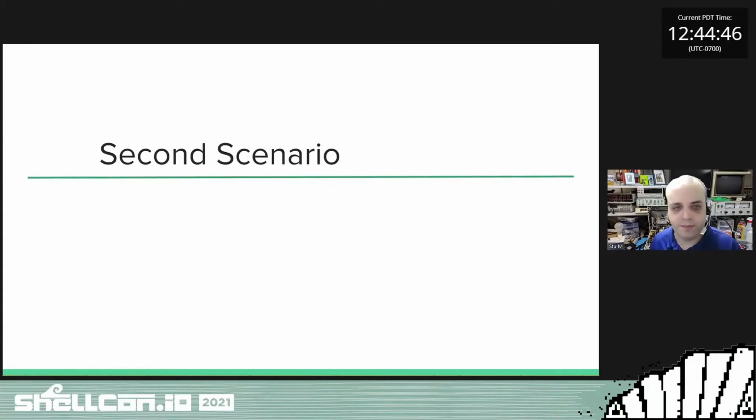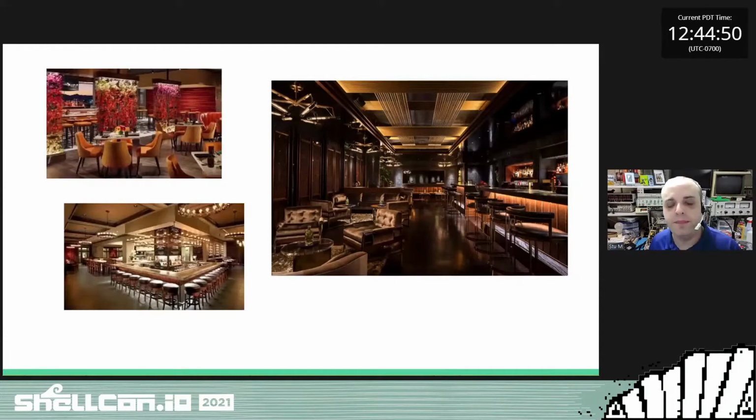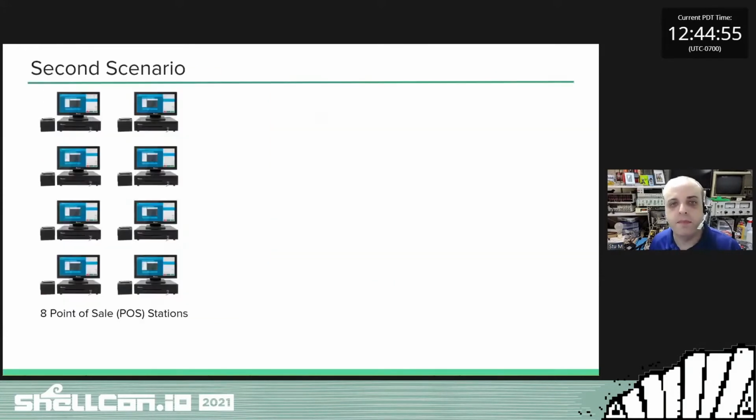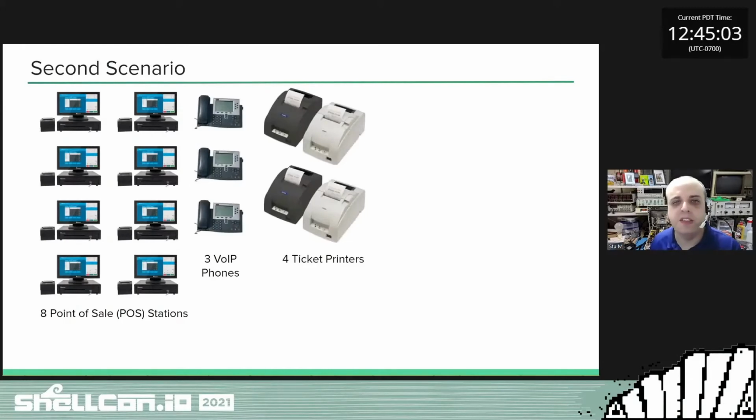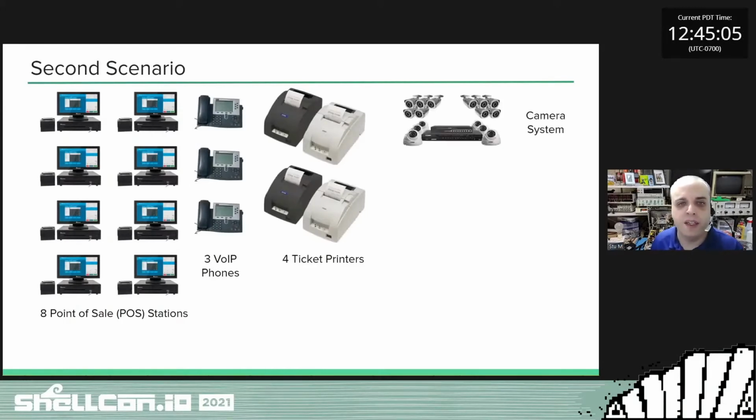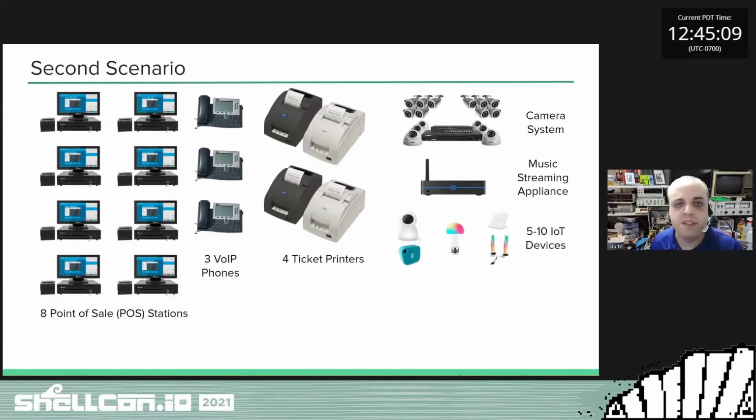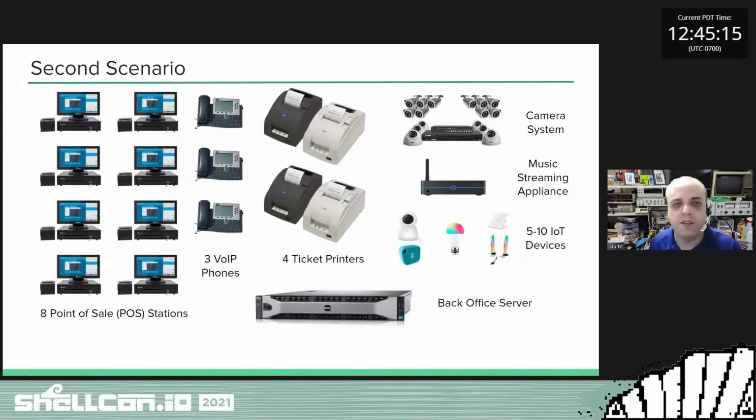Second scenario. The second scenario is a restaurant and bar. The restaurant has the following equipment: 8 point-of-sale stations with serial attached receipt printers, 3 voice over IP phones, 4 Ethernet-based kitchen station ticket printers, a camera system, a music streaming appliance, 5 to 10 IoT devices that control lighting, temperature, TV channels, etc., and a back office server.